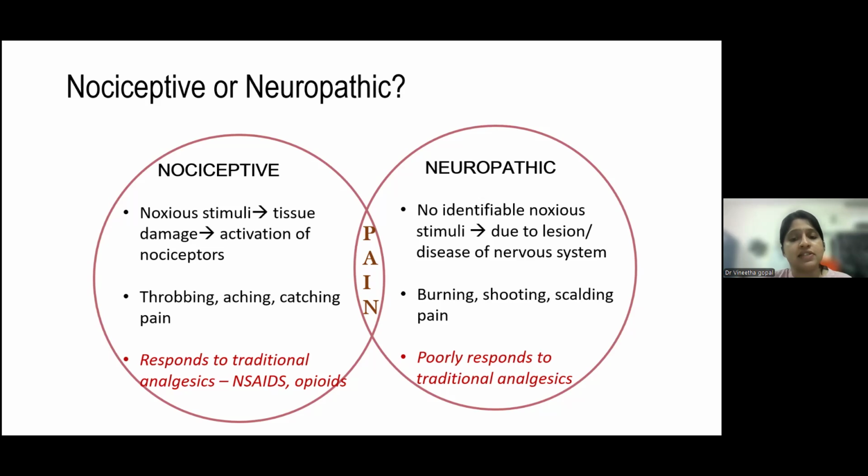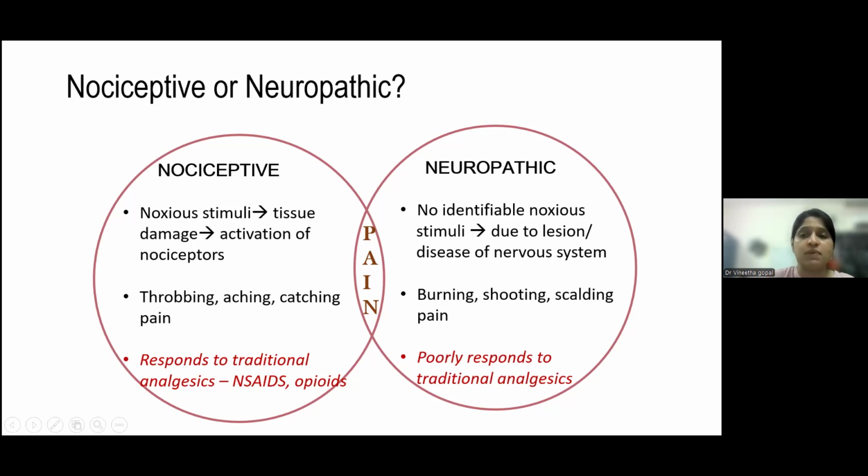Just for the session to be interactive, I am asking, can anybody tell me which opioids respond well to neuropathic pain? If anyone is already practicing pain along with oncology and would like to answer, they can answer or put it in the chat box. Is morphine a good drug for neuropathic pain?